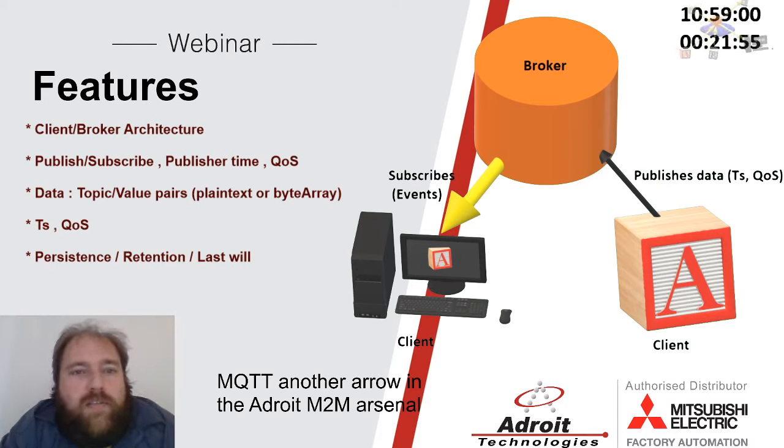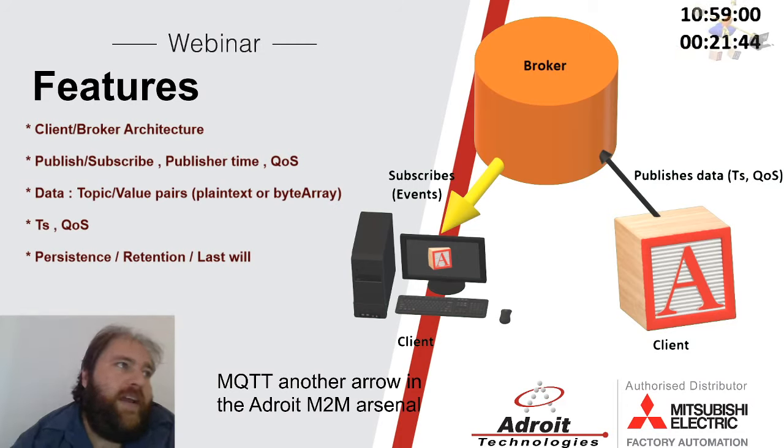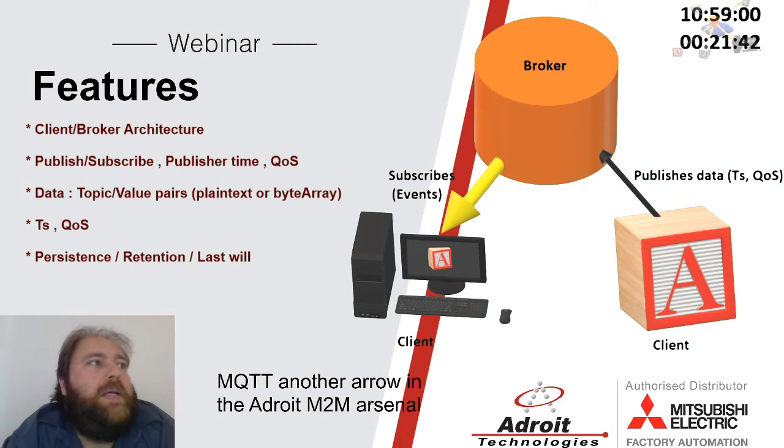What are the features of MQTT? It is a client broker architecture. If you look at my little diagram, your big orange blob in the middle is your broker, and the little blocks are clients. I've drawn Adroit there as a client as well.